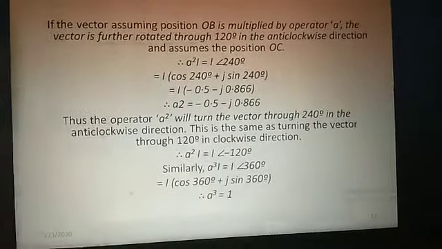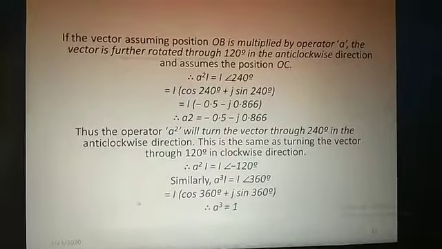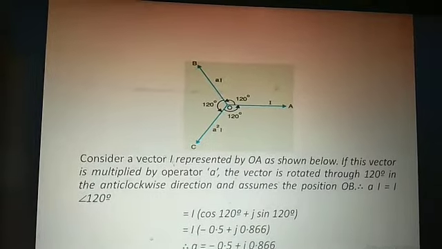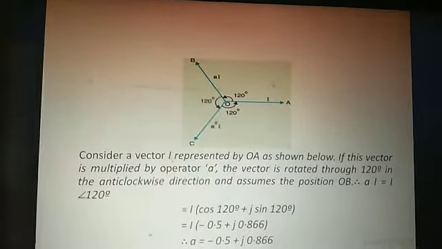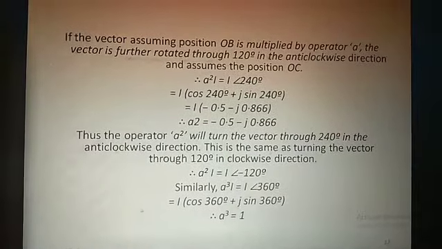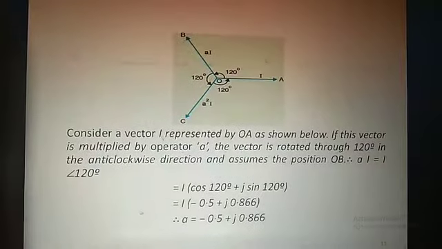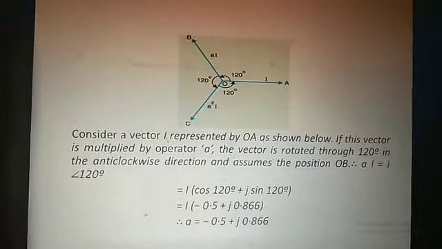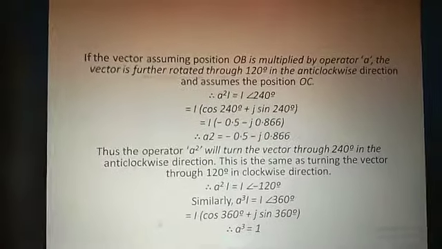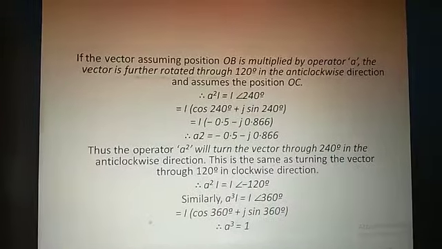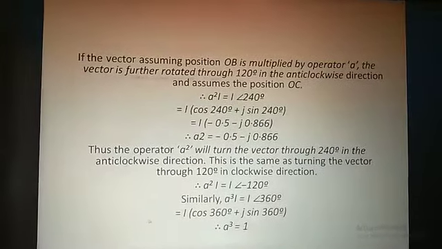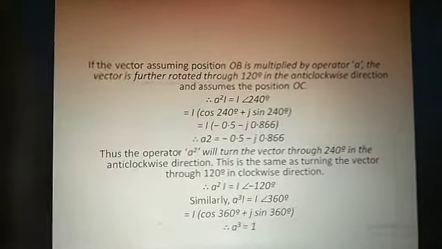Similarly, we can find A cube. A cube means if we multiply OC again with A, then it will be A cube. Putting in the values of cos 360 degrees plus j sin 360 degrees, because if we rotate OC again by 120 degrees, it is actually rotating 360 degrees, we finally get A cube equals 1. So from here we can conclude some relations of A square and A cube.